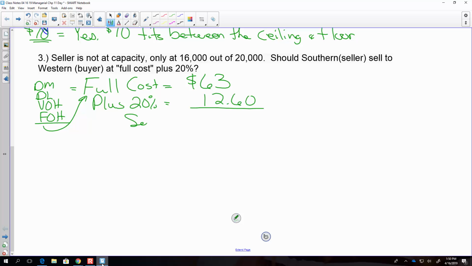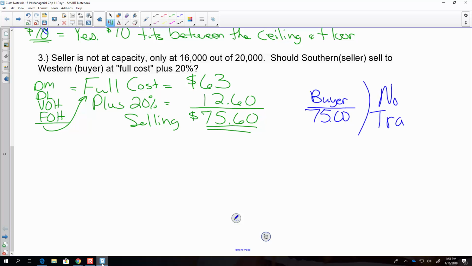So the selling price desired by the seller is $75.60. Well, the buyer already can get it for $75. So why would I pay more for that same part? So would this transfer take place? And the answer is no transfer, because we're certainly not within that negotiated range. I'm only going to pay $75. Why would I pay $75.60? So that's kind of the analysis here. Remember, each manager is judged on their performance, right? And performance is a measurement based on profit or ROI in this particular chapter, return on investment.